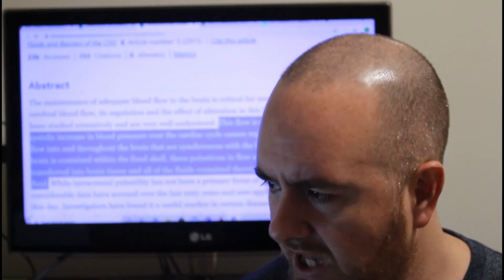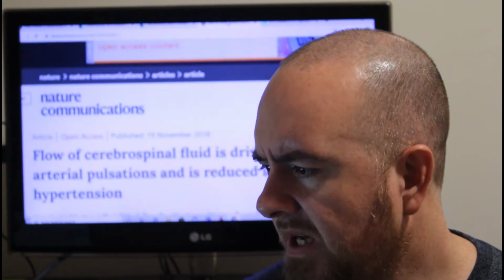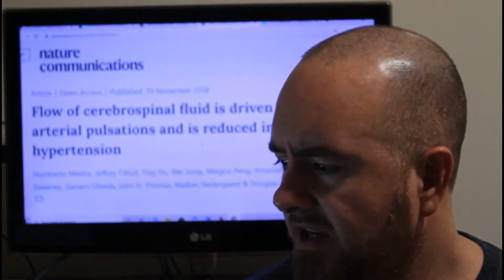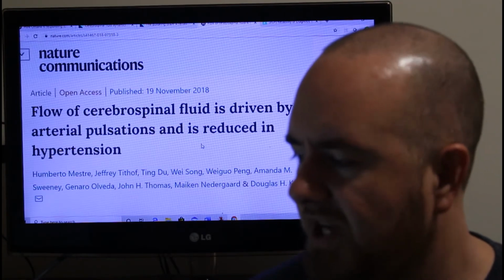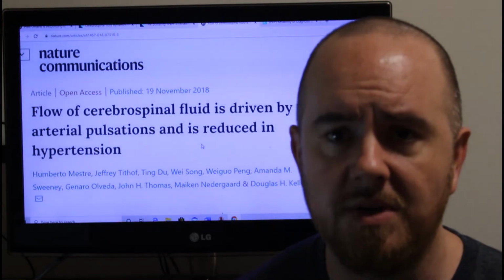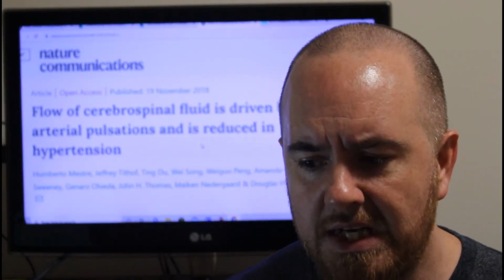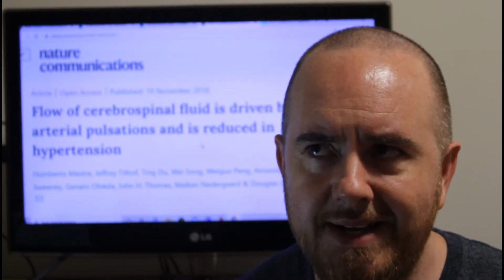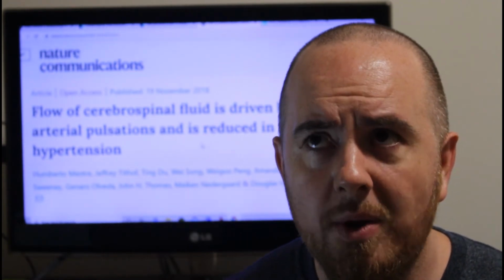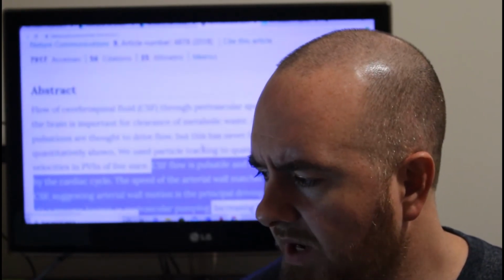So we get this from 2011. If I remember correctly, the next one I want to look at is this one from 2018: Flow of cerebrospinal fluid is driven by arterial pulsation and is reduced in hypertension. We're not as concerned about the hypertension portion. However, if you're studying something in a pathological state, then it can give you insights. Knowing what happens when something goes wrong gives you insights into what it does normally, if that helps make sense. Again, we go down.